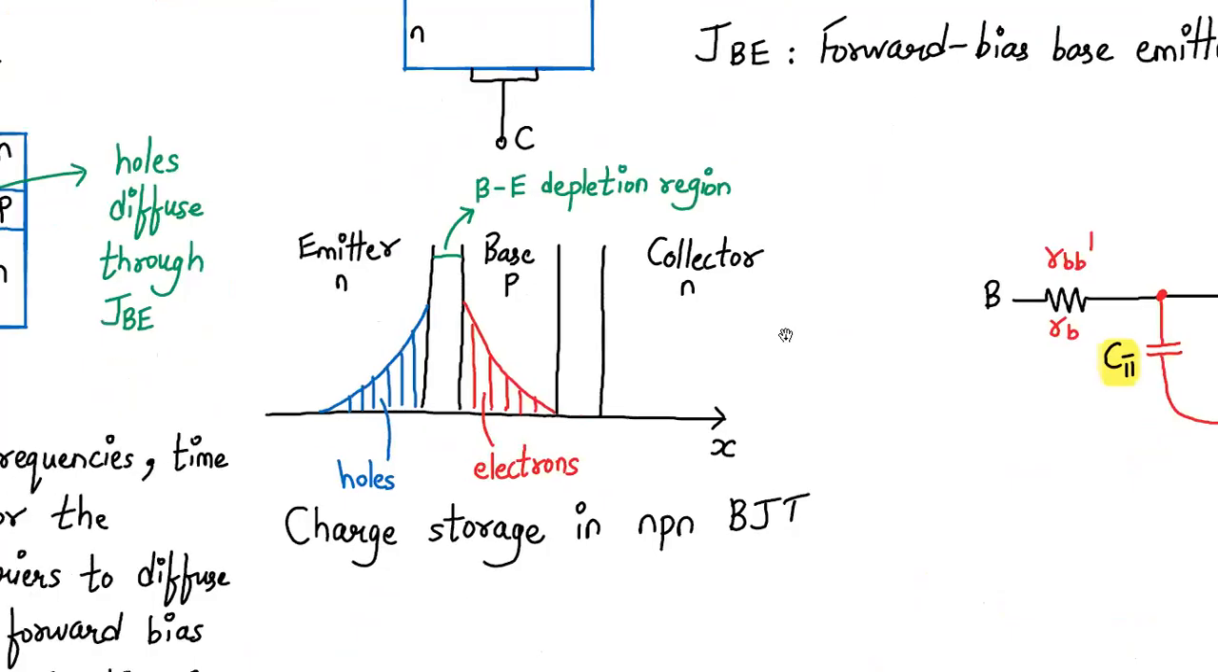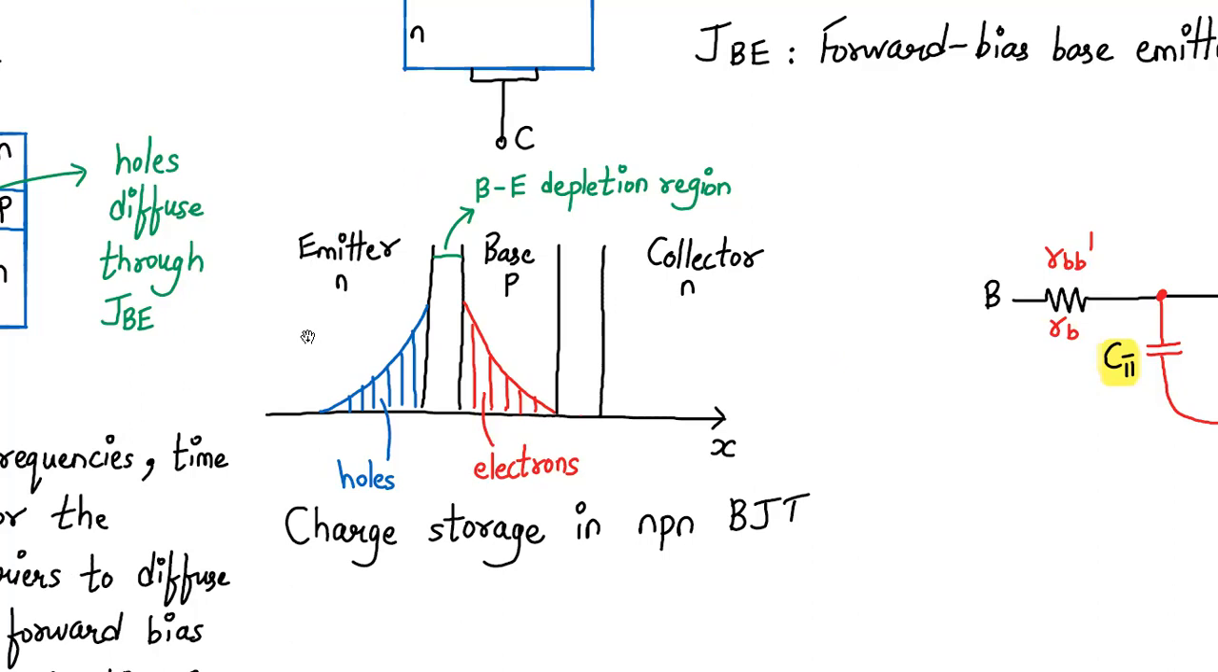So why there is charge storage happening over here, we'll discuss now. At low frequencies, the time available for the charge carriers to diffuse across the forward bias PN junction is more. So the carriers have sufficient time to diffuse across the base emitter junction. But the reality at higher frequency is different, because at higher frequency, the time required for the minority carriers to diffuse across the forward bias base emitter junction is quite small.